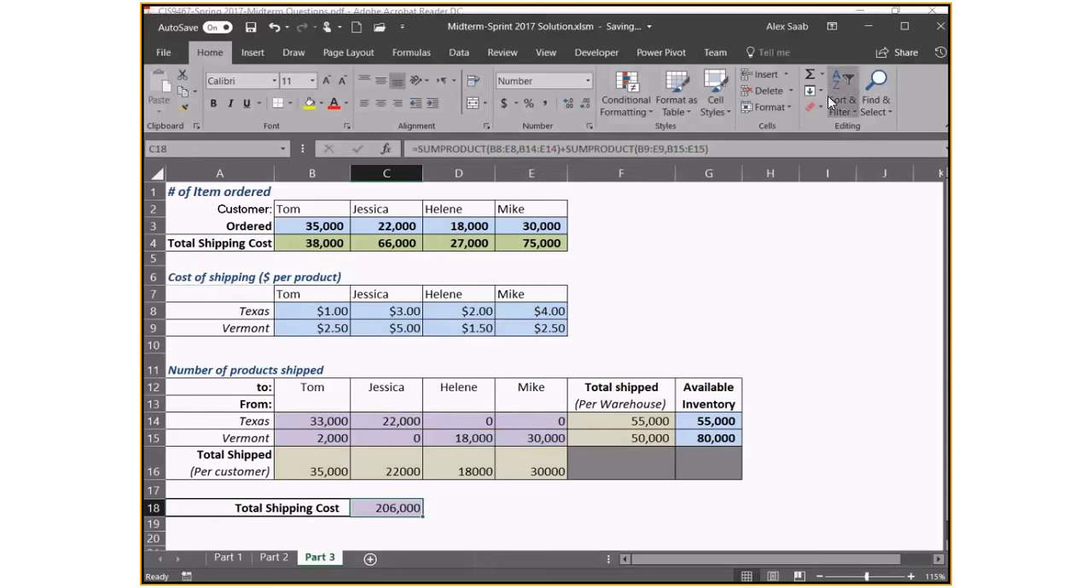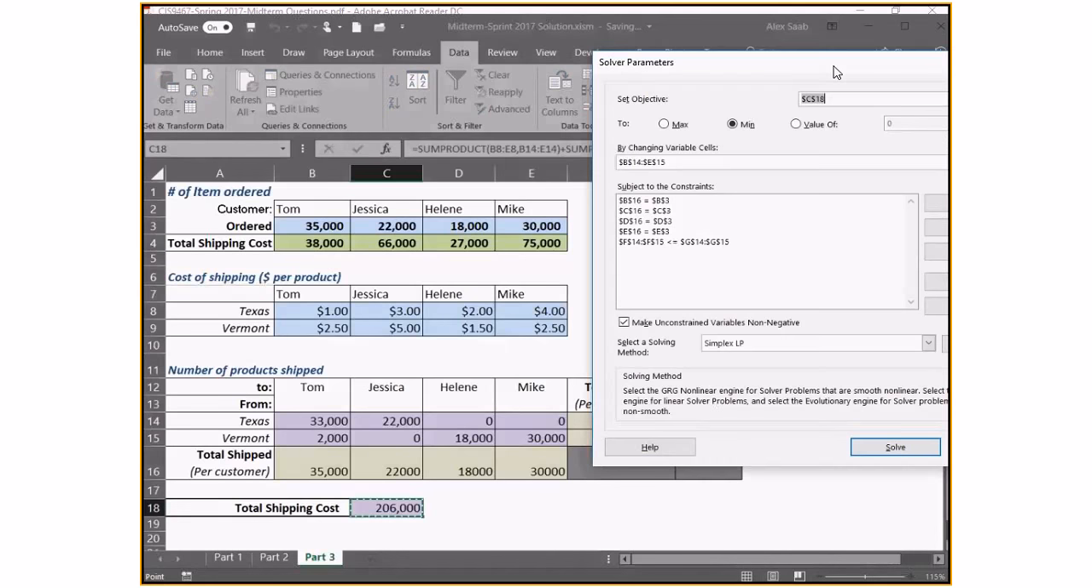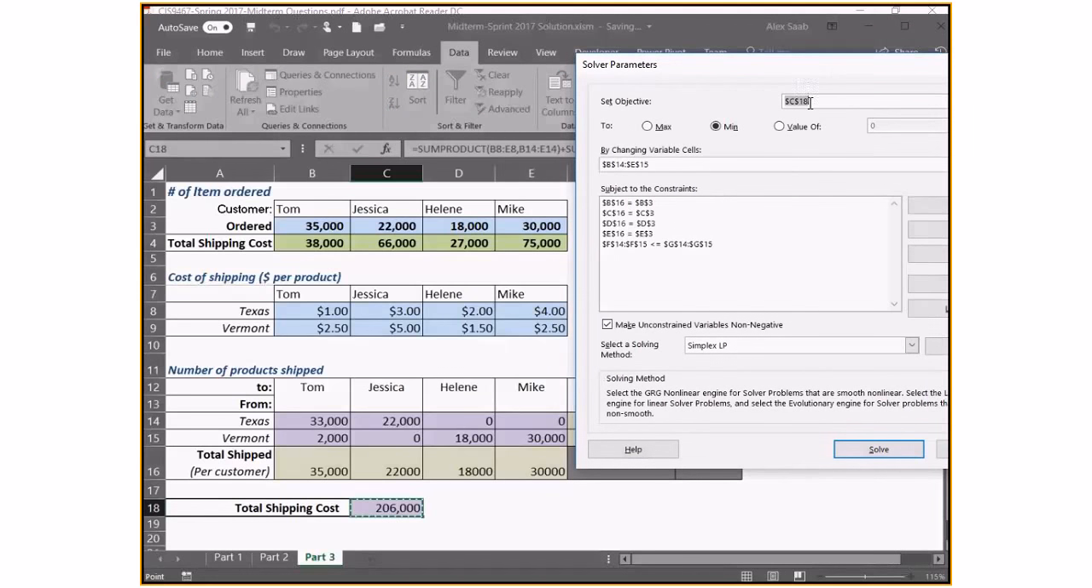Now let's look at the solver formula. What's the goal? To minimize C18, total shipping cost, by changing what? B14 to E15, the purple cells. This is how much is being shipped from every warehouse. What are the constraints?